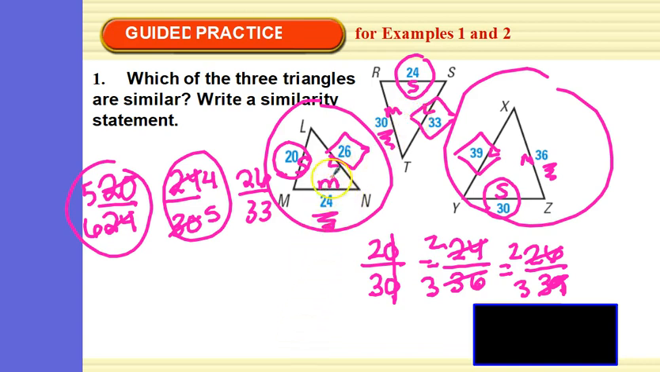Right? So we tried these two, no. We tried these two, yes. The only other two we could try is these two, but if these two are similar, these two won't be, right? 24 is to 30, as they're not going to be the same proportion. Let's see.